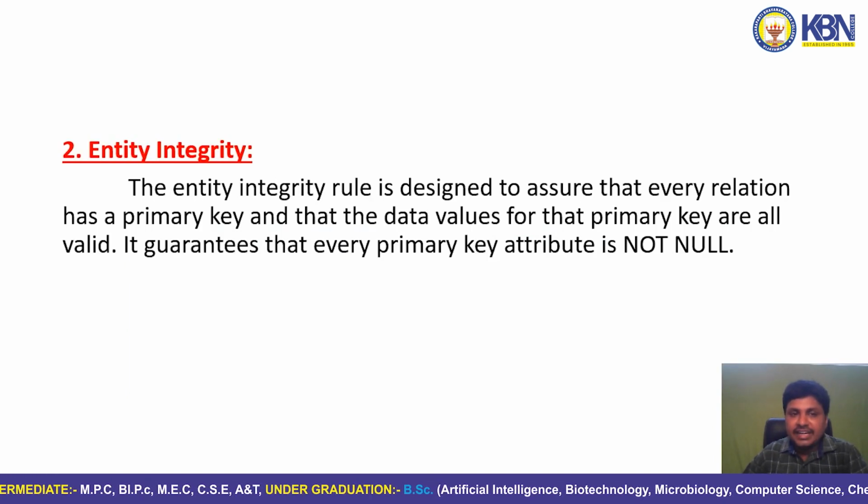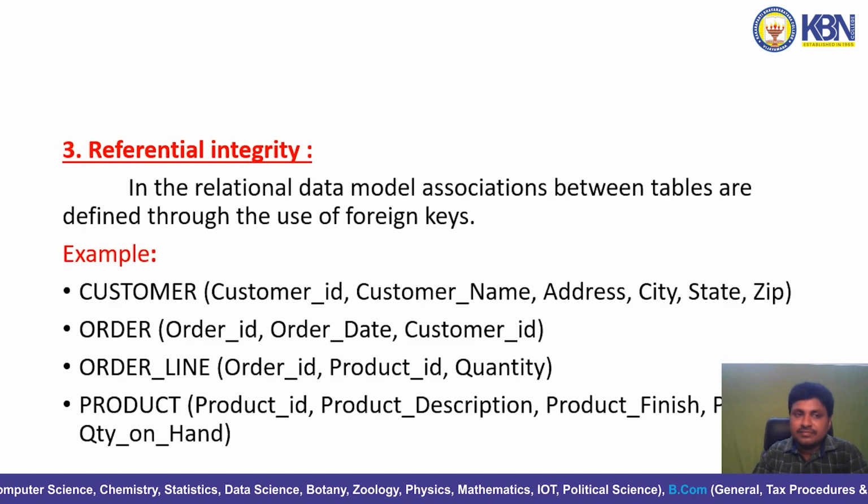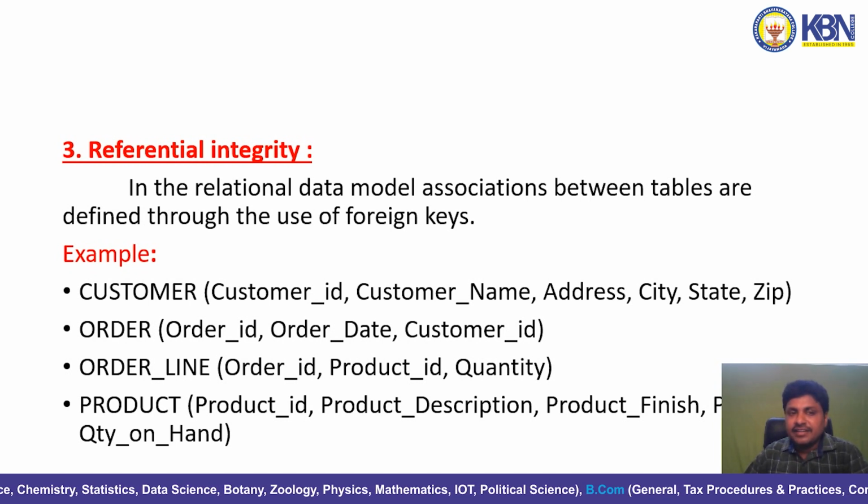Entity integrity. The entity integrity rule is designed to assure that every relation has a primary key and that the data values for the primary key are all valid. It guarantees that every primary key attribute is not null. Referential integrity. In the relational data model, associations between the tables are defined by foreign keys.